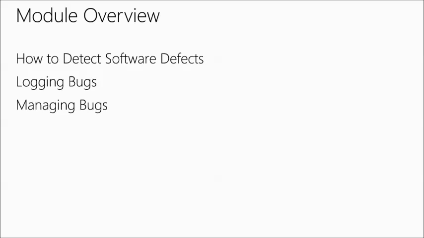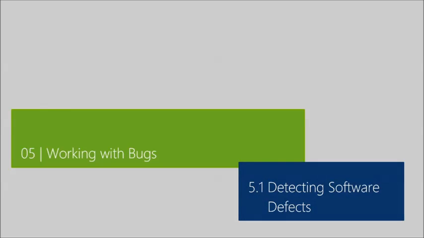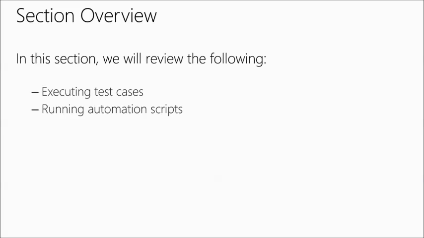We've already talked about the components of the module. Let's start with 5.1, detecting software defects. In this section, we'll cover executing test cases. We'll also talk about running automation scripts.